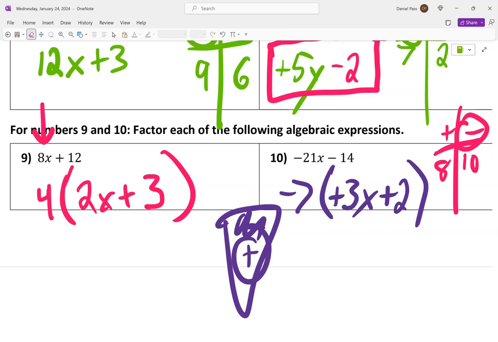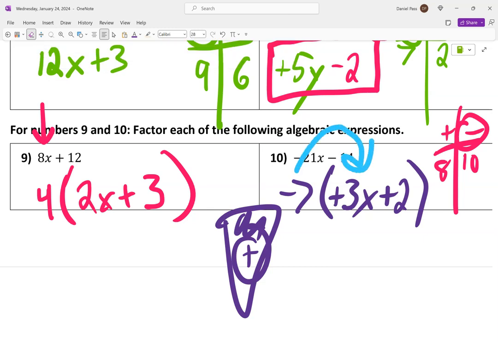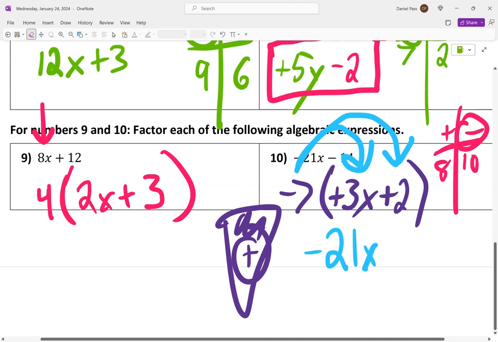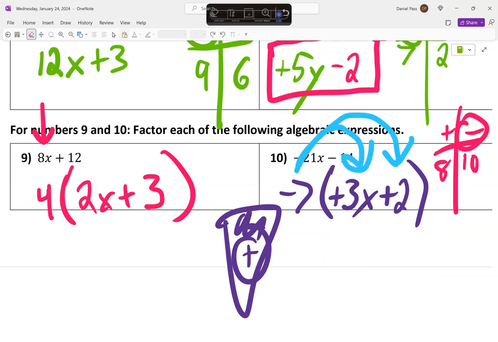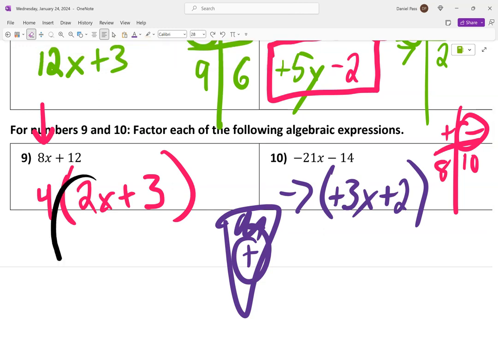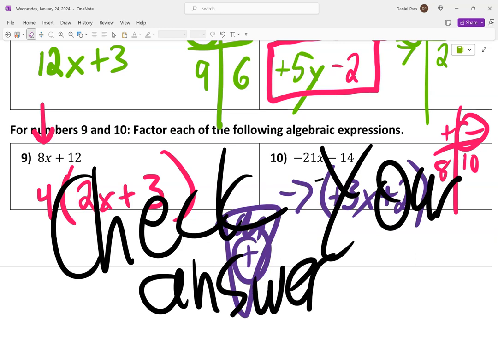Now, again, don't put your stuff away yet. We still have time. You can always test your answer by doing this. If there's any negatives, you should check your answer. Negative times a positive makes negative 21. And negative times a positive makes negative 14. So did that bring us back to our original question? Yeah. So do they match? Yes, so if they match, then we did it right. So don't forget to check your answer.